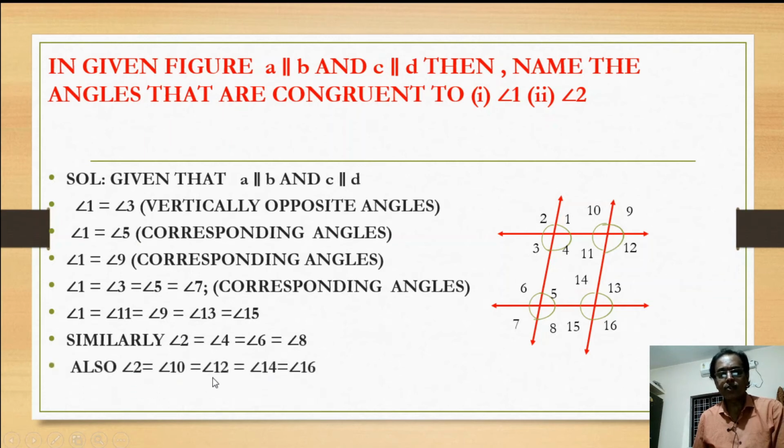Okay, and again angle 2 is equal to angle 10. Angle 2 and angle 10, in this direction C is parallel to D and E is the transversal. Angle 2 and angle 10 are corresponding angles. So by getting a clear idea of corresponding and vertically opposite angles, you can easily write down all possible congruent values for angle 1 and angle 2. Okay, just like an activity.